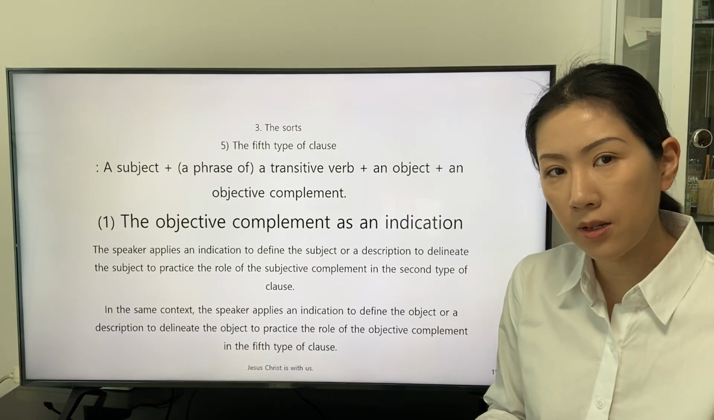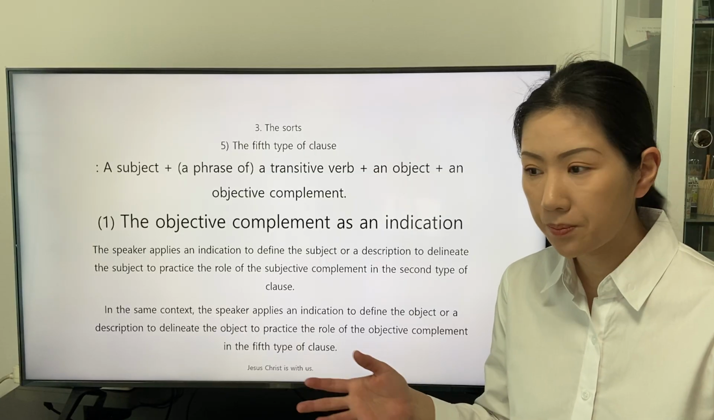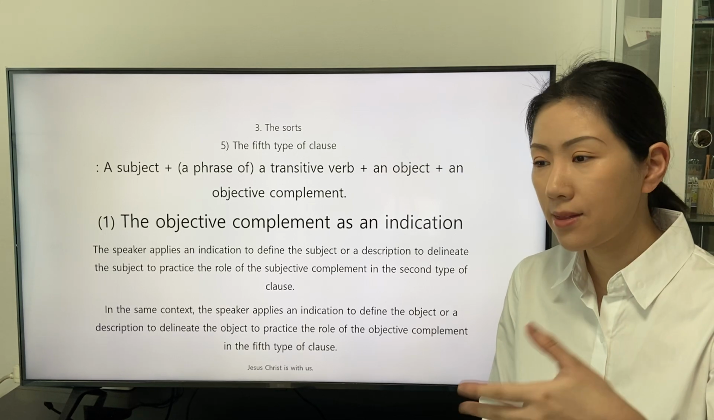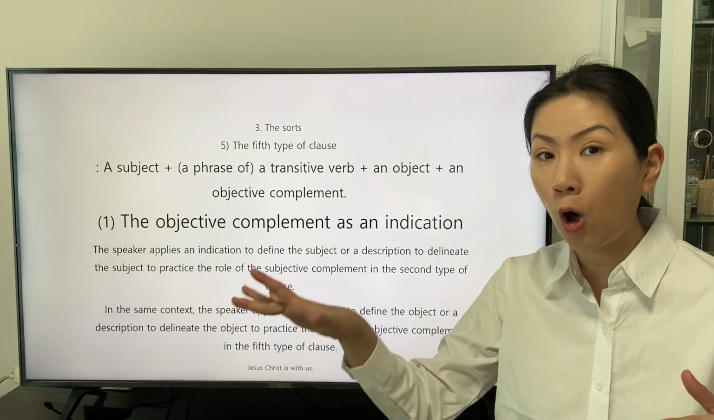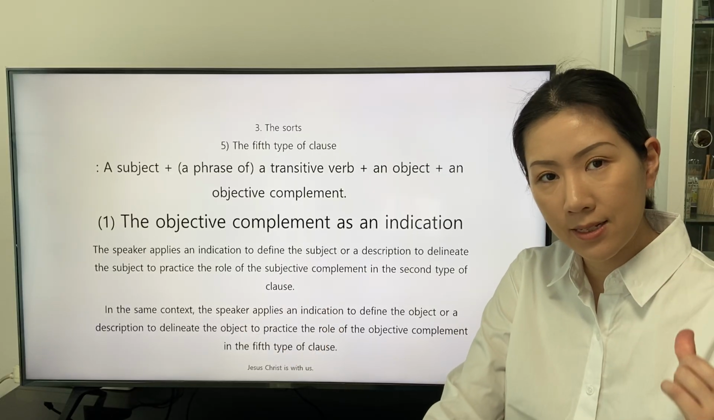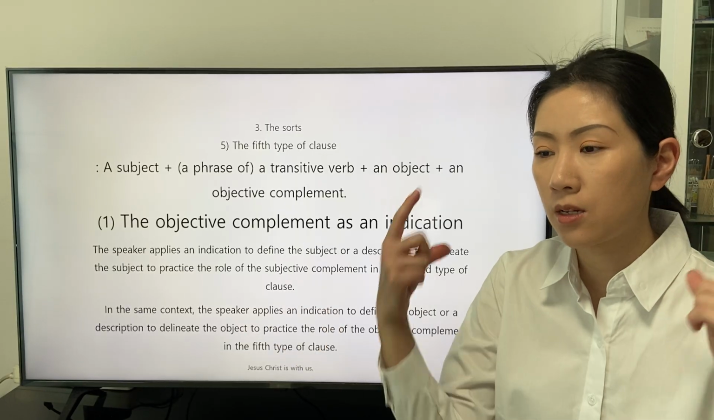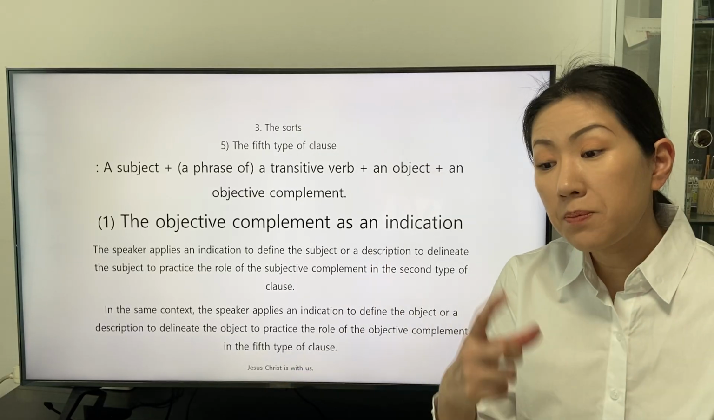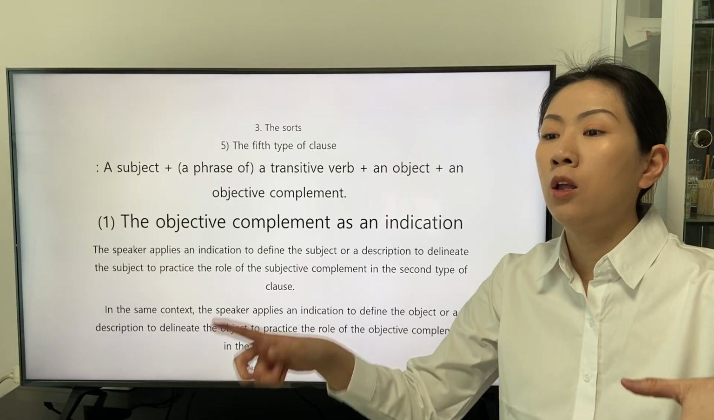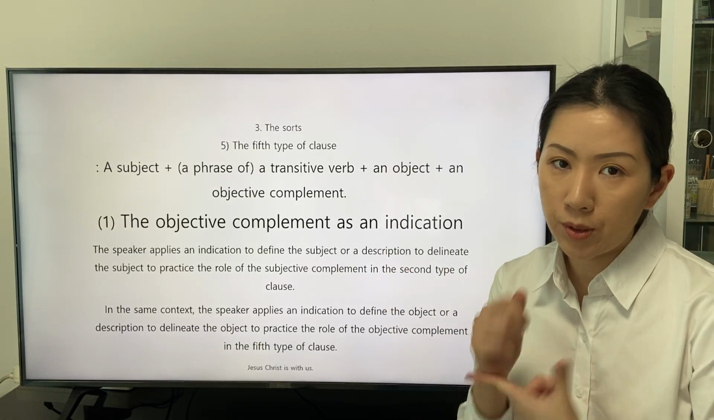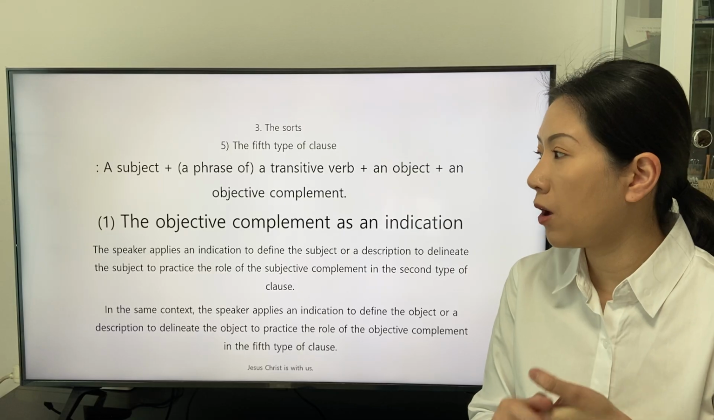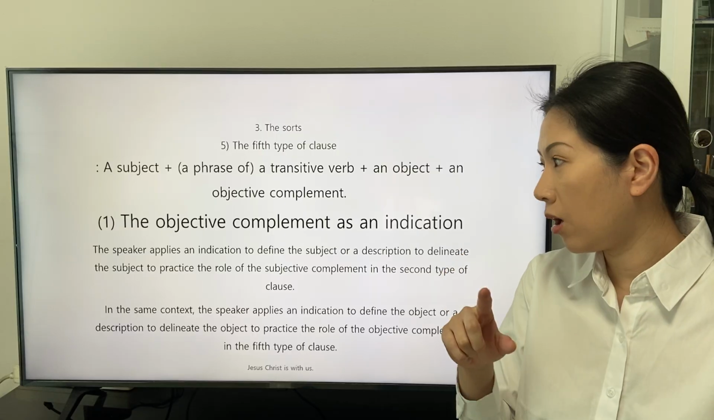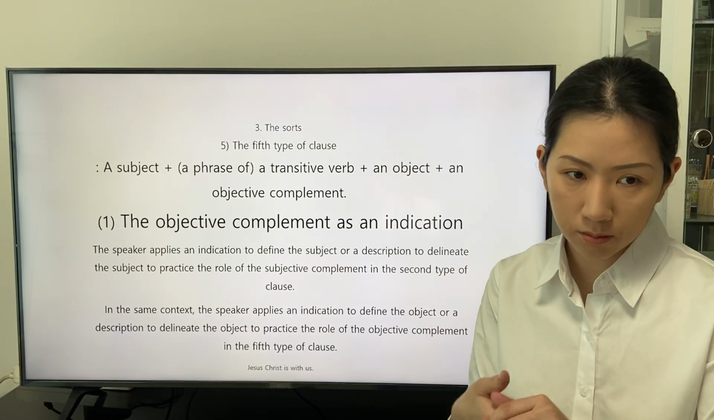As you can imagine, the way that the complement describes the object is exactly the same as the way the subjective complement describes the subject. The subjective complement could be an indication or a description. So we will start to study the objective complement as an indication, as we did with the subjective complement as an indication.